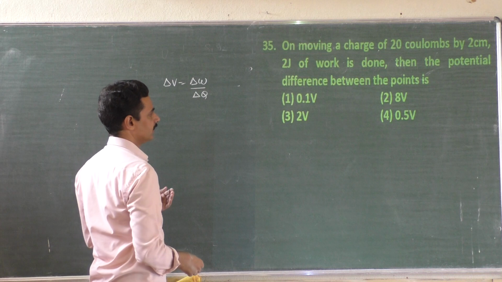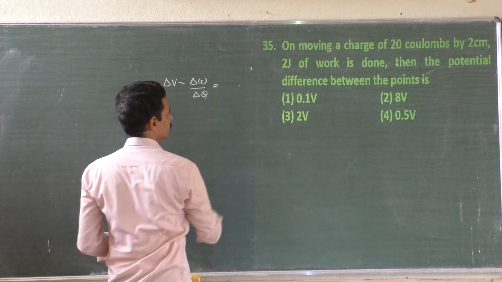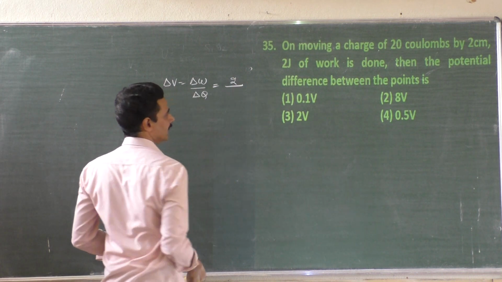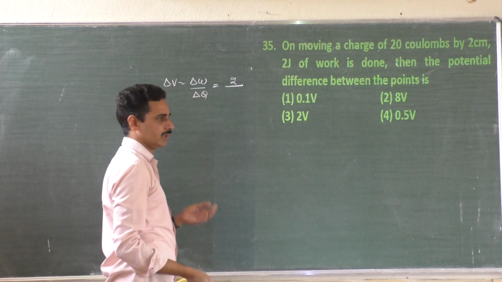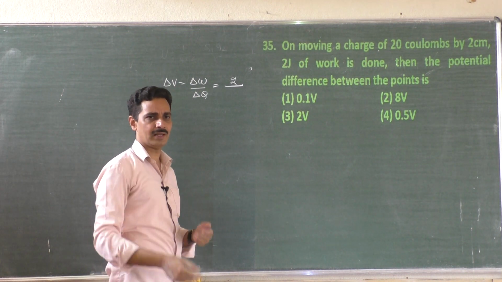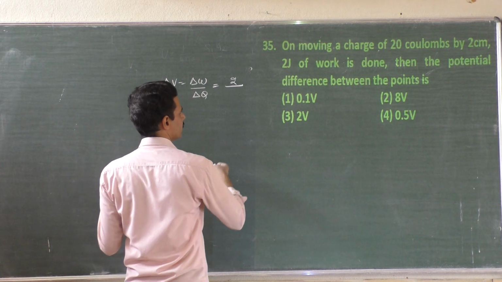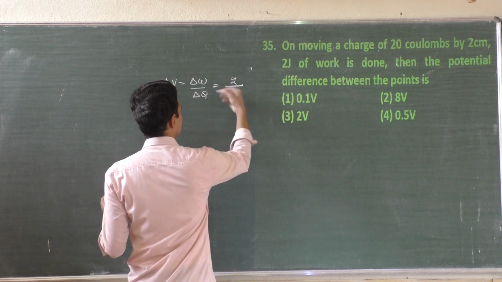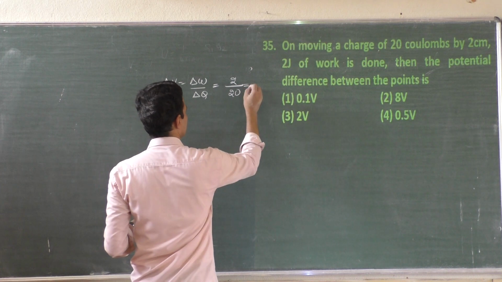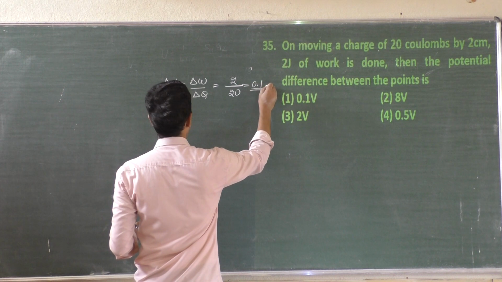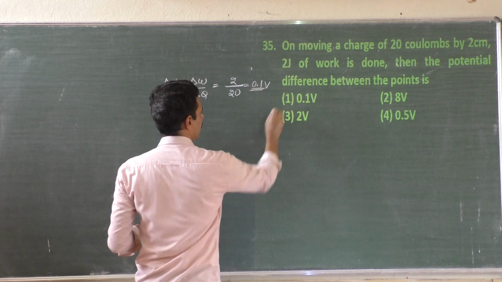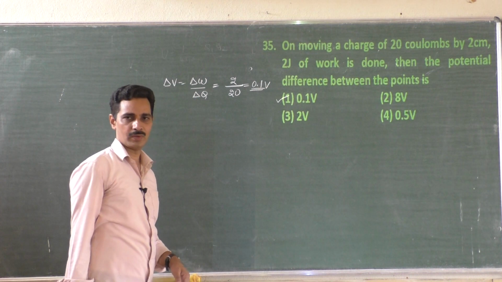But you are asked to find out, okay, what is delta W? 2 joules of work is done. Here the centimeter doesn't matter, because if you want work done using distance, then it is force into displacement. But we are given work done directly, 2 joules of work done in bringing 20 coulombs of charge. 2 by 20 is 1 by 10, 0.1 volt. Here is the answer. 0.1 volt, direct one.